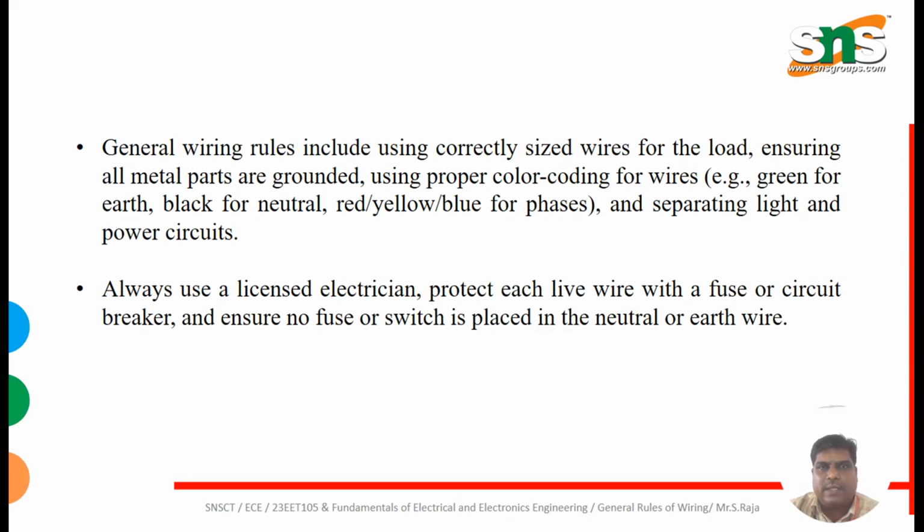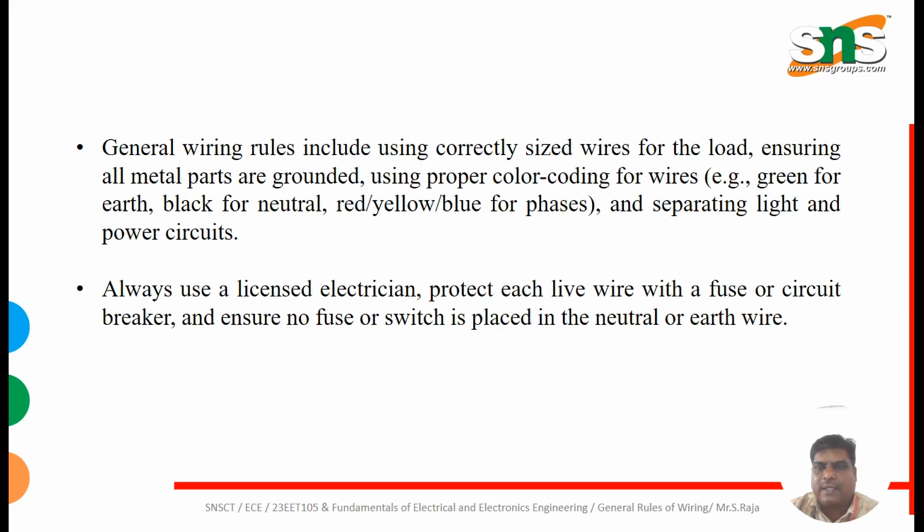General wiring rules include using correctly sized wires for the load, ensuring all metal parts are grounded, using proper color coding for wires, for example green for earth, black for neutral and red, yellow, blue for phases, and separating light and power circuits. Always use a licensed electrician. Protect each live wire with a fuse or circuit breaker and ensure no fuse or switch is placed in the neutral or earth wire.